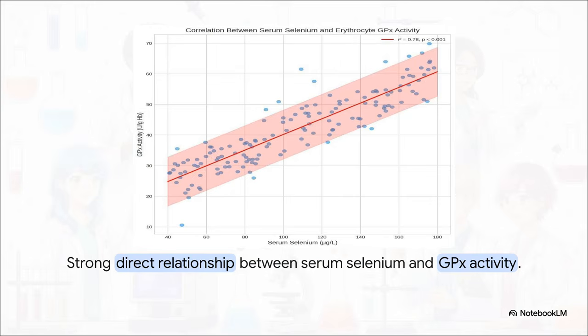The real-world impact of this is perfectly captured by this correlation chart from a randomized supplementation trial. It proves a remarkably strong direct relationship showing an R value of 0.78 between a person's serum selenium levels and their glutathione peroxidase activity. Simply put, as a person's dietary selenium intake goes up, we can physically measure a direct increase in the life-saving activity of their cellular defenders. That is a tangible, measurable result of nutrition on our biochemistry.